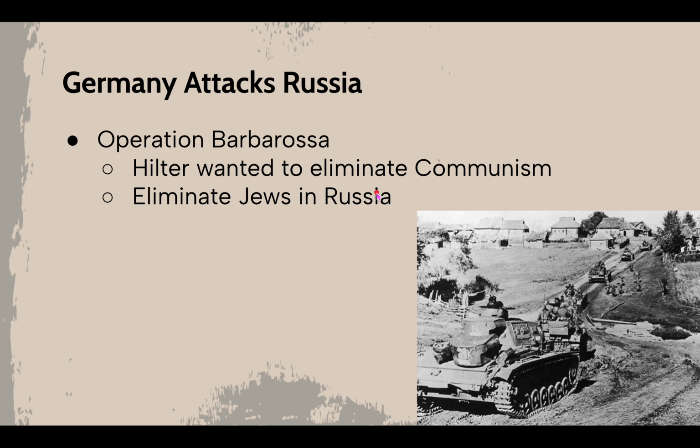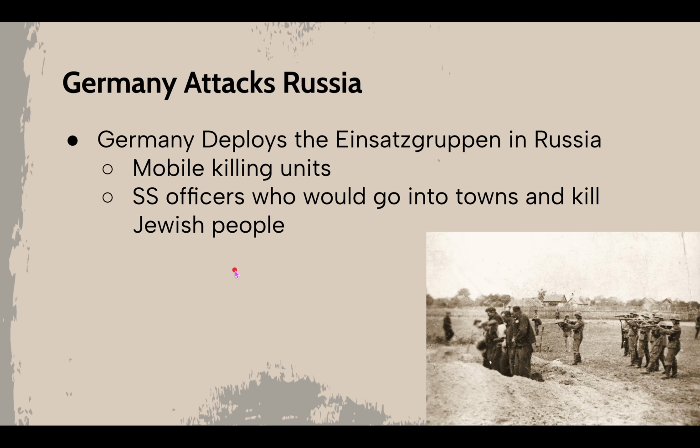They had Operation Barbarossa, which is where Hitler wanted to eliminate communism and then eliminate any Jews in Russia as well. Germany deploys the Einsatzgruppen in Russia, which are literally mobile killing units. They are SS officers who would go into towns and kill Jewish people. They just walk in, line these people up, and shoot them.